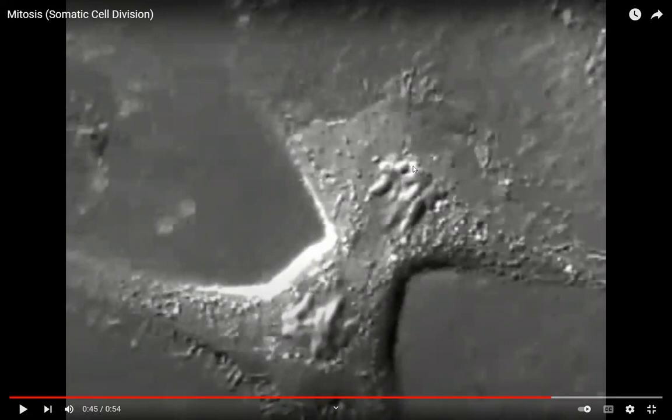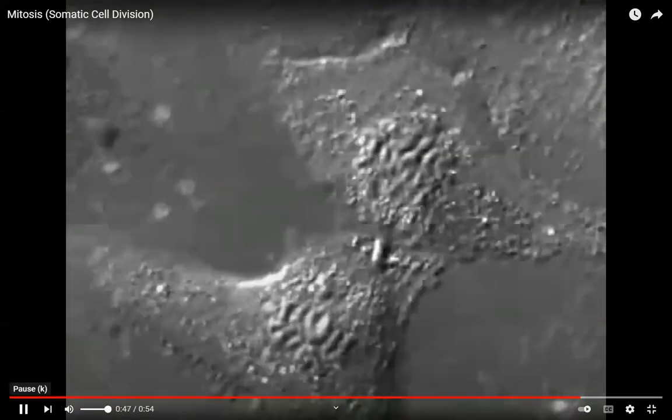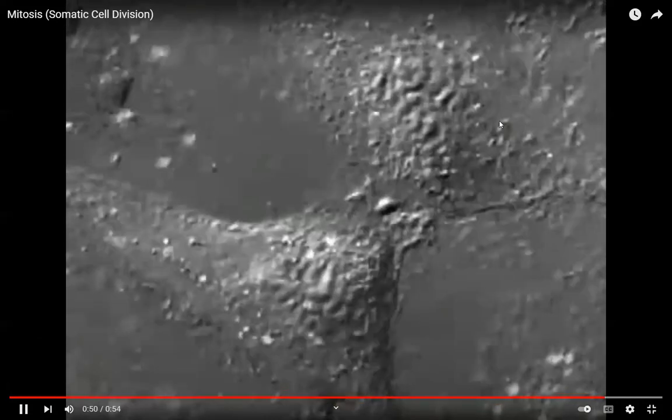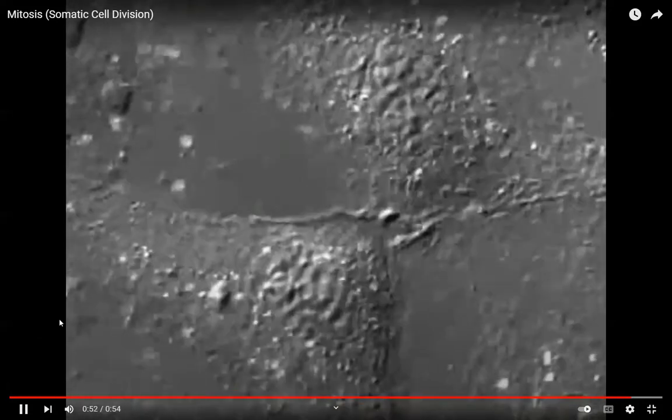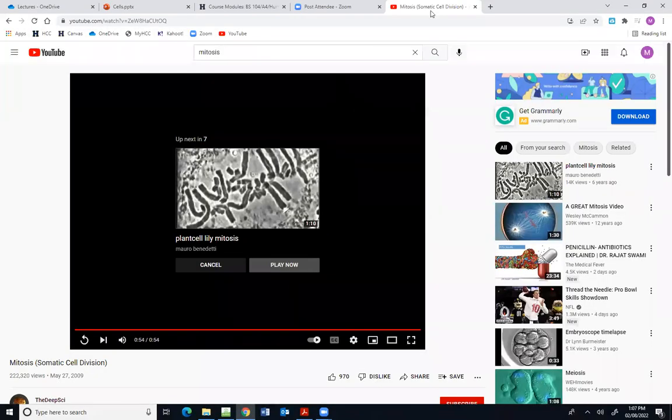We've got two distinctive cells, okay? And you can see down here especially, those chromosomes are starting to uncoil. So we know we're now in telophase. And by the end of it, boom, we've broken the two cells free. And now we've got two identical cells. Pretty amazing.